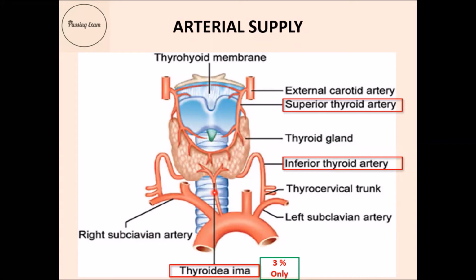There are two main arteries which supply blood to the thyroid gland: superior thyroid artery and inferior thyroid artery. In only 3%, there is a third artery named thyroidea ima artery, which usually arises directly from the aortic arch. Whereas superior thyroid artery is a branch of the external carotid artery, and inferior thyroid artery is a branch of the thyrocervical trunk, which is a branch of the subclavian artery on both sides. So two arteries, superior thyroid artery in the upper pole of the thyroid gland and inferior thyroid artery in the lower pole of the thyroid gland.